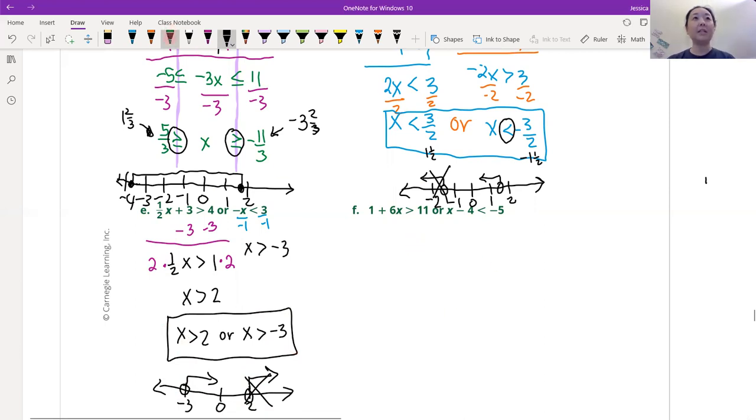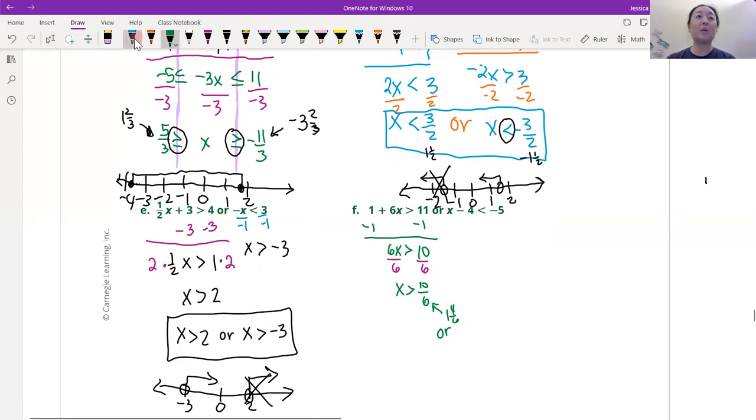All right, last one here. Notice there's my or right here, so I'm expecting some kind of or. Again, we're going to just subtract 1 on both sides. We have 6x is greater than 10. We're going to divide by 6 on both sides, and then we get x is greater than 10 over 6, which we know is 1 4/6, or 1 2/3.